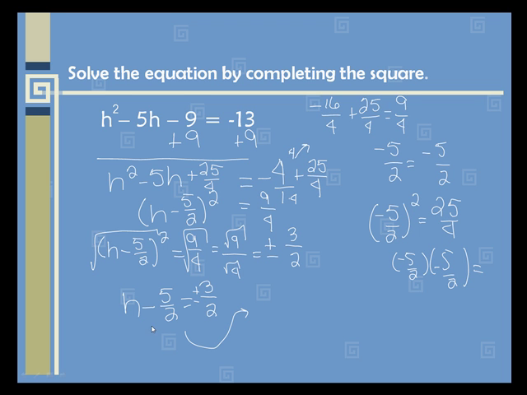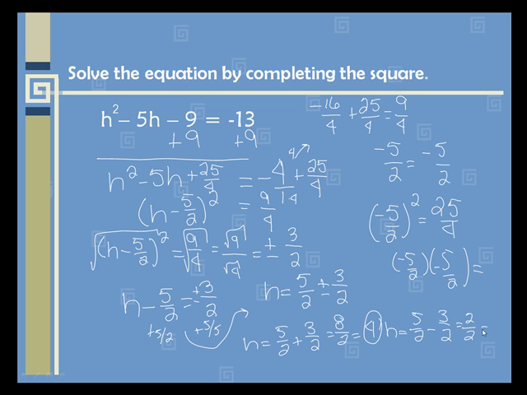So I'm going to add 5/2 to both sides here. So I'm going to have H equals 5/2 plus or minus 3/2. So I'm going to have H equals 5/2 plus 3/2, and H equals 5/2 minus 3/2. So remember, we add the top, which is 8/2, which turns out to be 4. That's one of our answers. 5 minus 3 is 2. 2/2, which equals 1, and that's my other answer.